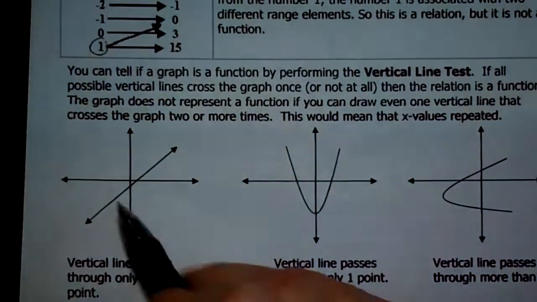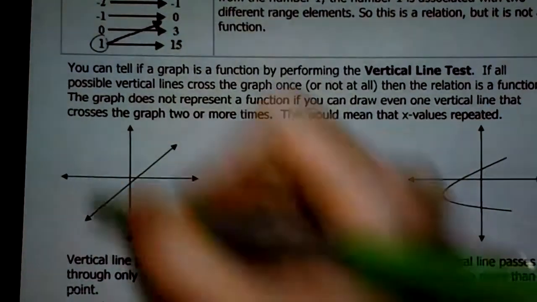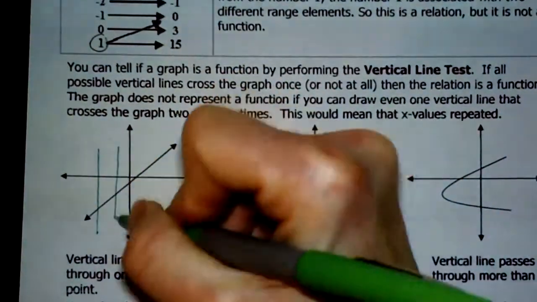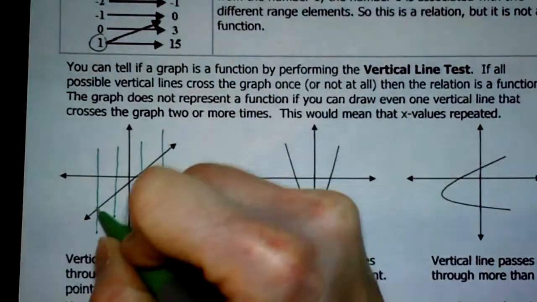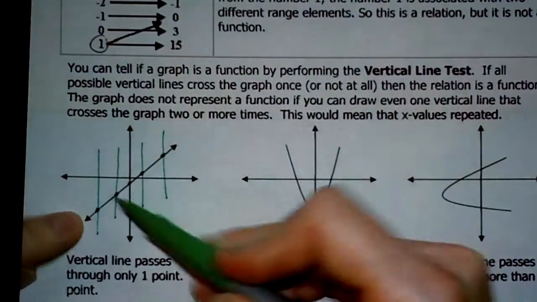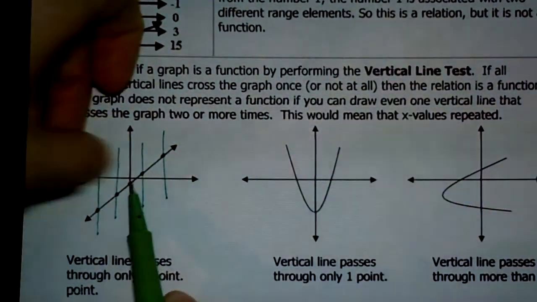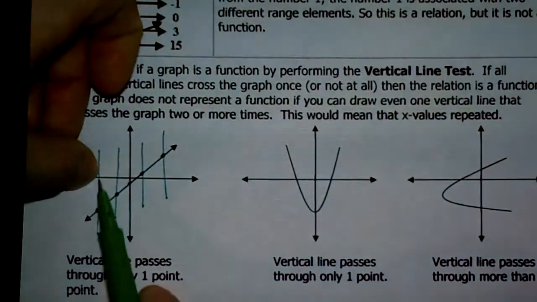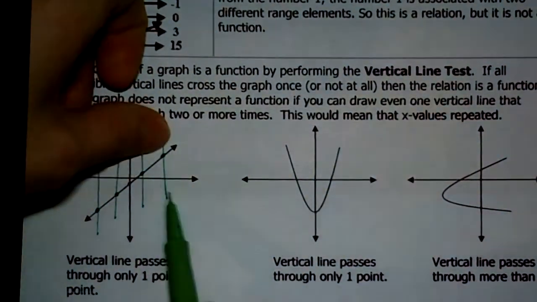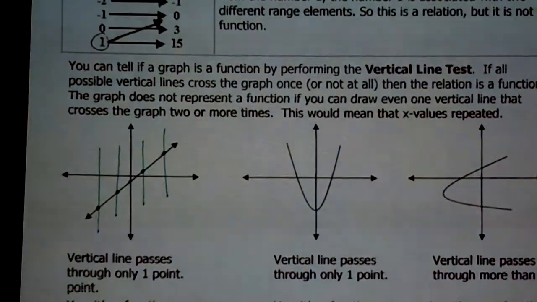So take a look at this line. This is what I'm talking about here. Now, I'll use a different color. Let's go with green. If I just draw some vertical lines through this, we can see that each time it only touches the graph one time. And that gives me my x values, basically, because over right here, this represents x, x, x, x. It only passes through one point, so yes, it would be a function.